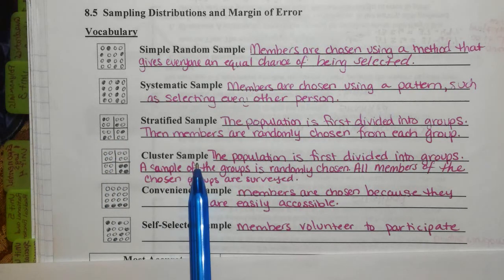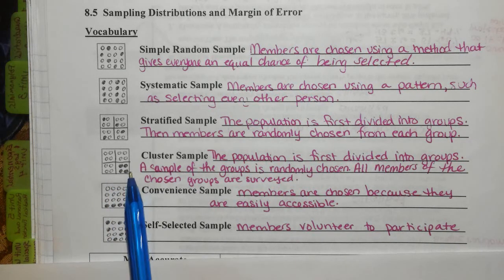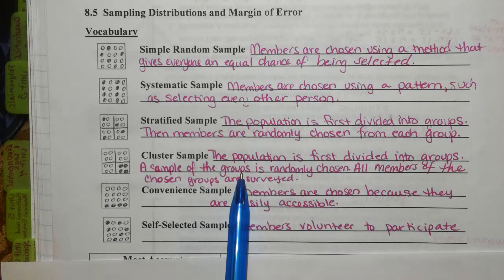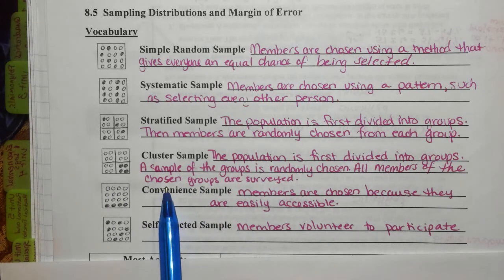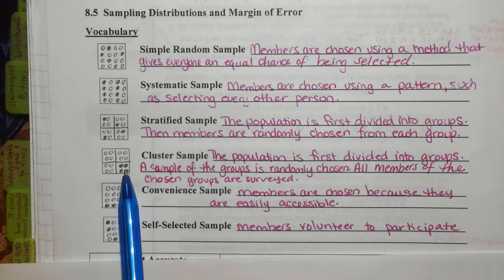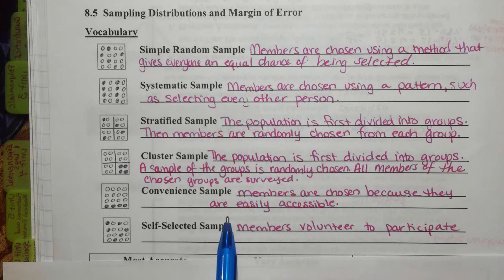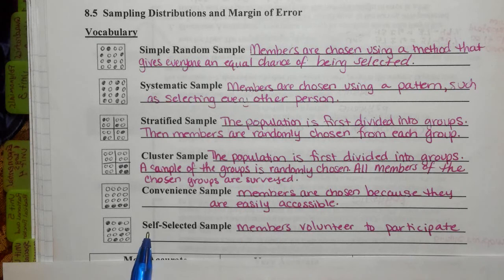Our cluster sample is similar to stratified in that they group them first, but in this one, a sample of the groups is randomly chosen and all the members in the chosen groups are surveyed. So out of the groups, one is chosen at random and everyone in the group is surveyed. Okay? Convenience sample is easily accessible. Okay, this is like, hey, I'm going to survey the first 3 students who walk through my door. Well, just because it's easy doesn't mean that I'm not going to have bias. Self-selected, this is volunteer. So you're selecting yourself to participate.